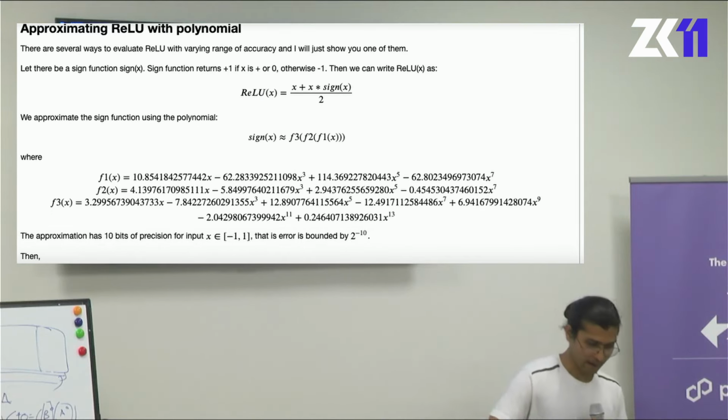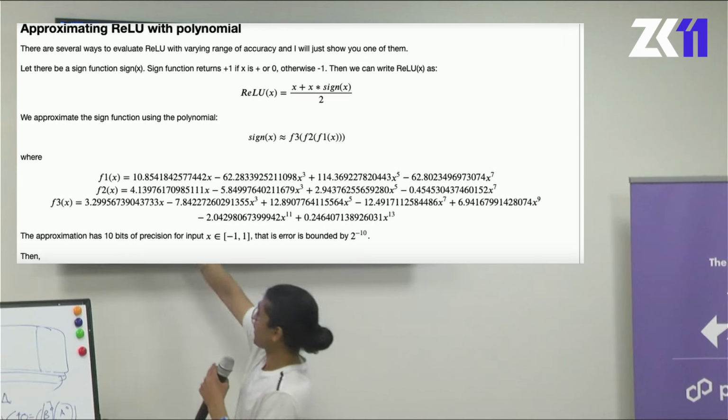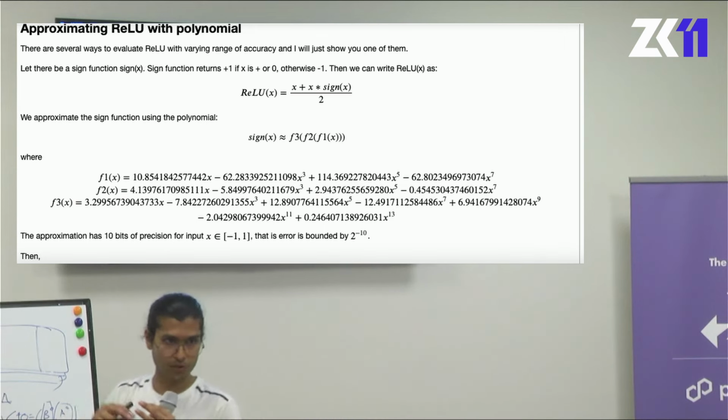Yeah, so for today, we'll be using this particular sign function approximation. This is probably, moreover, given most of the time.